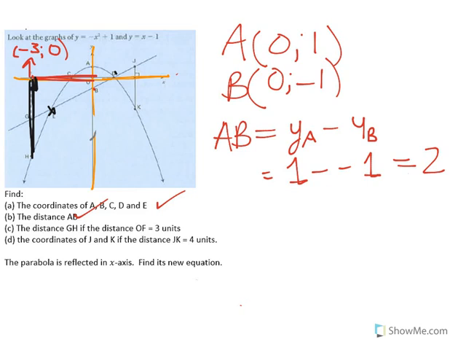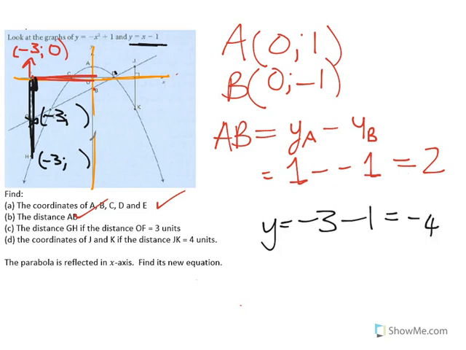So G is going to be -3 and something, and H is also going to be -3 and something because they're all vertically aligned. And because G is on the straight line, that means we can use the straight line function to figure out the y coordinate. So basically we're asking ourselves, when my input is -3, what's my output? So y is equal to -3 minus 1, which is -4.